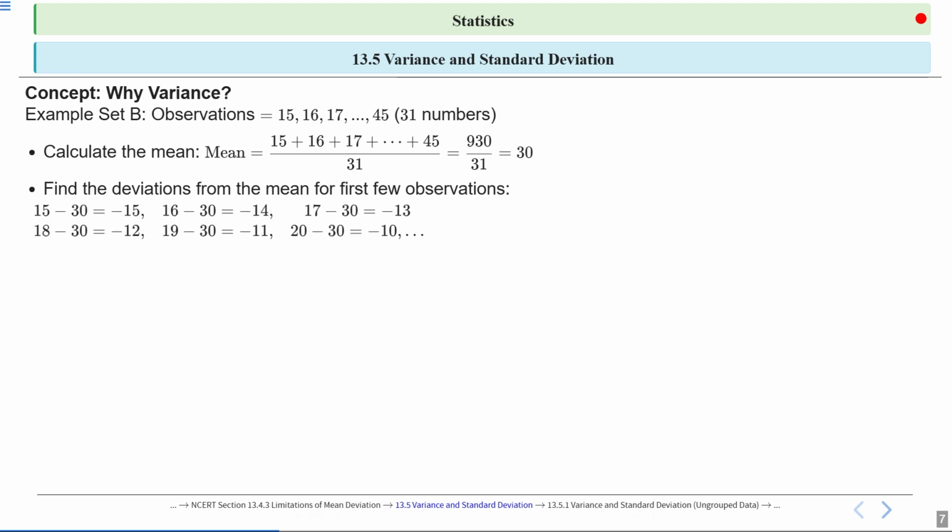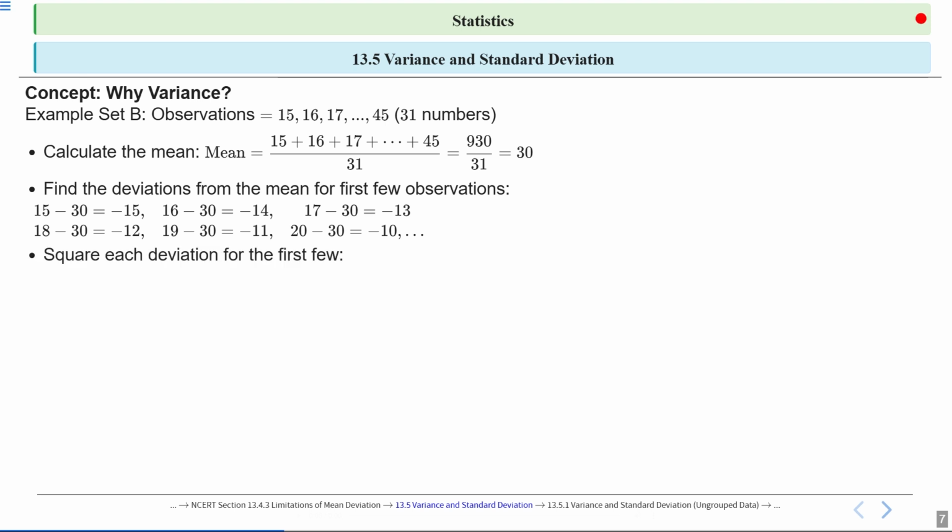So now let's see here the deviations from the mean. 15 minus 30 is minus 15. 16 minus 30 is minus 14. 17 minus 30 is minus 13. 18 minus 30 is minus 12. 19 minus 30 is minus 11. 20 minus 30 is minus 10.